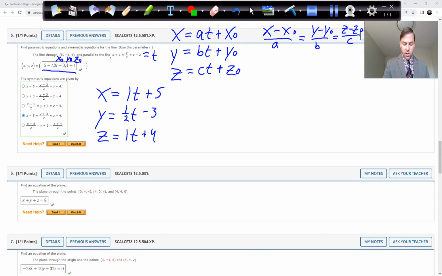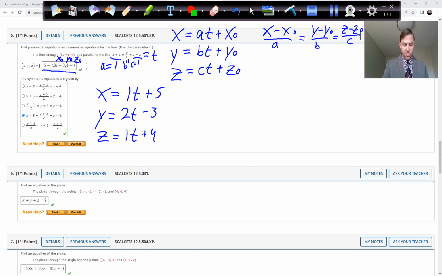Notice x plus 1 is not being divided, it's being divided by 1, so that's a. y is being divided by 2, so b is 2, not 1/2. And then z minus 2 is being divided by 1, so that's c. So x and z are correct, but the one that's not correct the way I've written it here is this one. b is actually 2, so we would write 2t minus 3. And you can see those are the answers I have here.